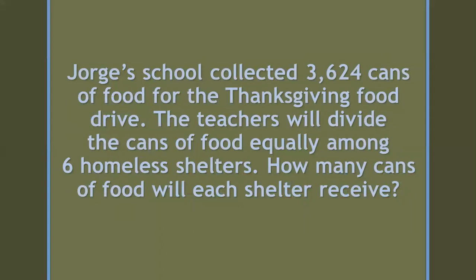Now, before moving on, we need to think about what this question is asking us exactly. It's saying that we have 6 homeless shelters in which to divide our cans up in. So we're going to have groups of 6, and we need to fit our 3,624 cans into each one of those groups as evenly as possible. So let's look at the problem and see what we need to do.